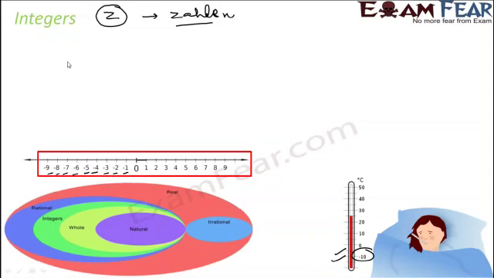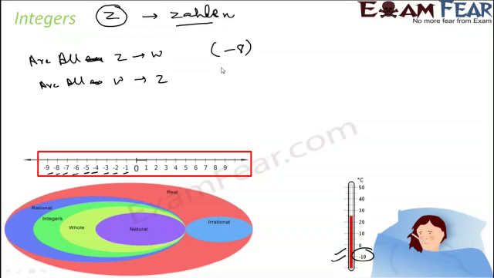Now let's see, are all integers whole numbers? And the second is, are all whole numbers integers? Let's see. So in this case, let's take the boundary condition. Are all integers whole numbers? Let's take the example of minus 8. Is minus 8 a whole number? No. So the answer is no.